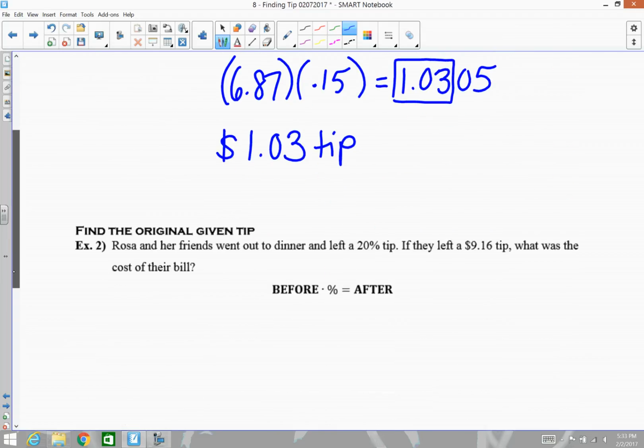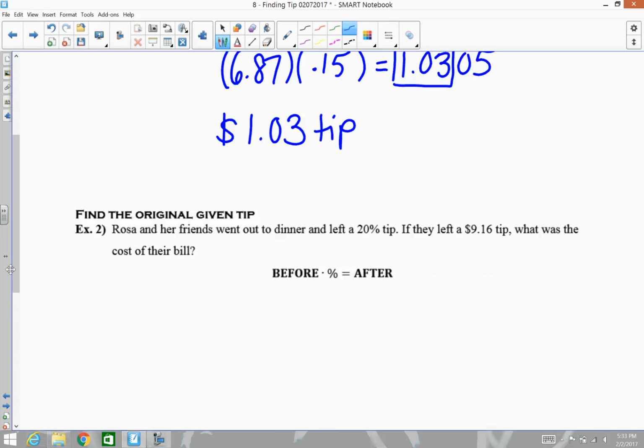For the next example, we're going to find the original given the tip. This says Rose and her friends went out to dinner and left a 20% tip. So they gave you your percent, and again, we'll change it to a decimal. Your 20% turns into 0.20. If they left a $9.16 tip, what was the cost of their bill?